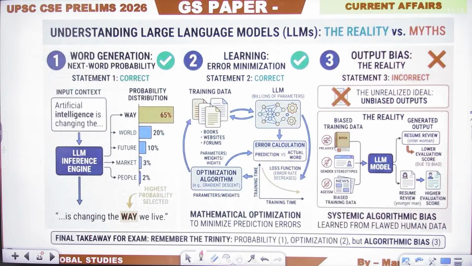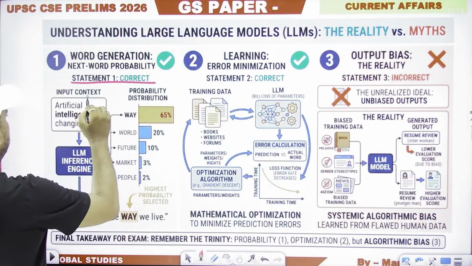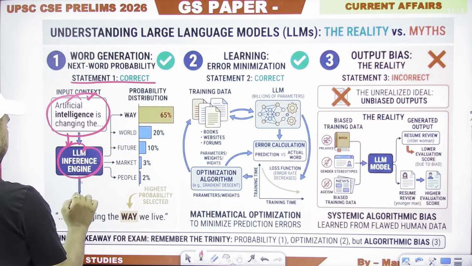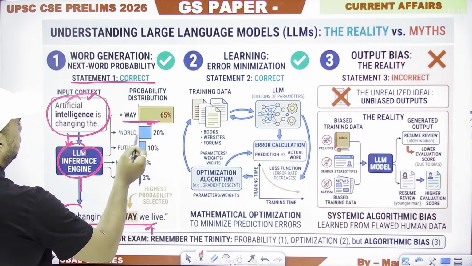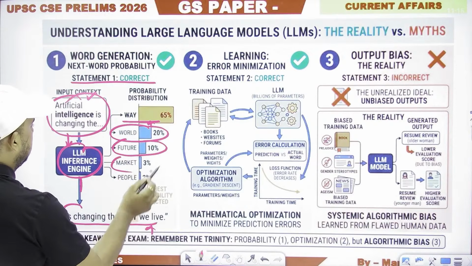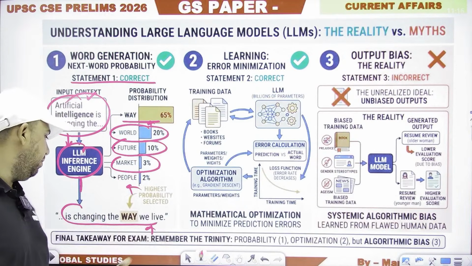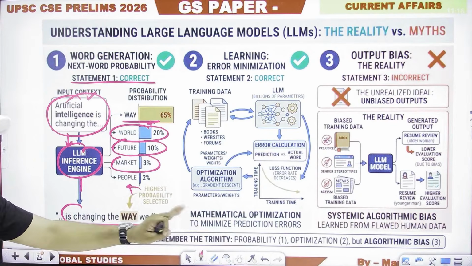So here we can say that the word generation, next word probability statement is correct. The input: artificial intelligence is changing the. The LLM inference engine completes: the way we live. The probability distribution: world 20%, future 10%, market 3%, people 2%. So the highest probability selected is where we live. The final takeaway for the exam is to remember the trinity: probability, optimization, and algorithm bias.